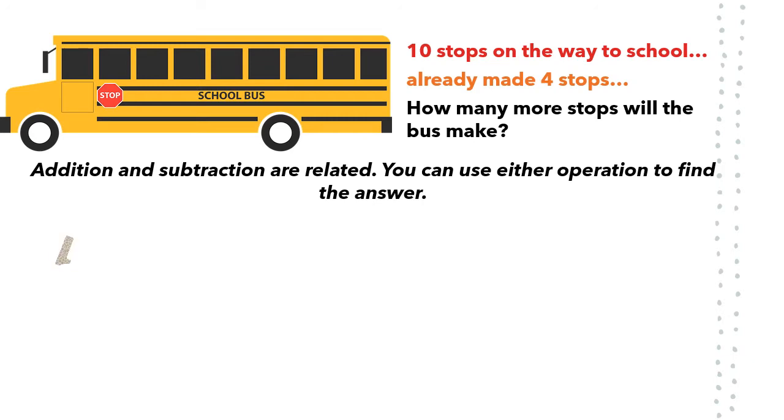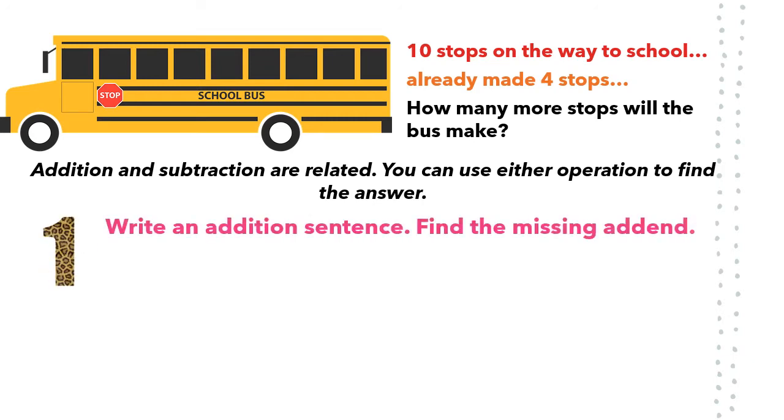Let's try addition with way 1. Write an addition sentence and find the missing addend. Well, we know that the total is 10, and the bus has already made 4 stops. So if I add 4 plus an addend I don't know yet, I will get 10. Or rather, if I add the number of stops to the number of remaining stops, I will get the total number of stops. So this looks like an addition sentence we've seen before, where we have to find the missing addend. But what does that look like when we're doing that?